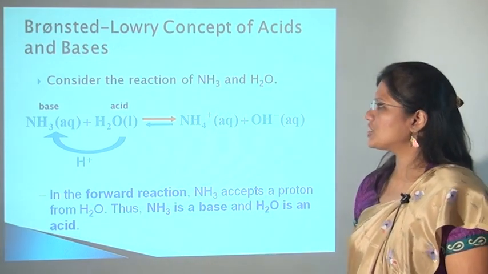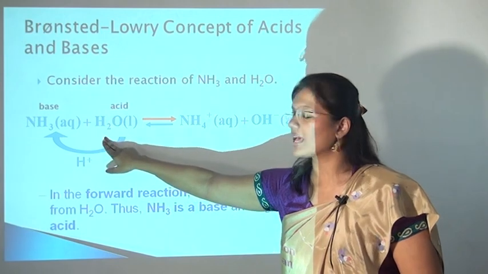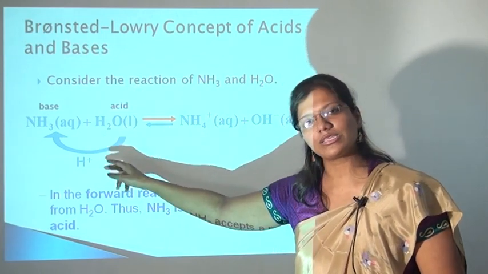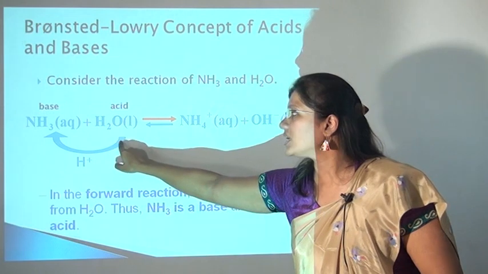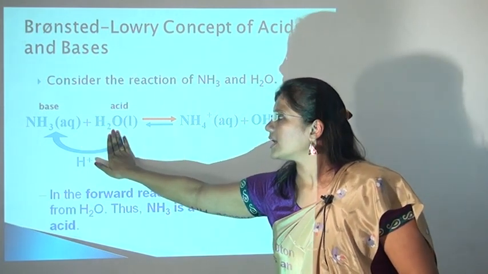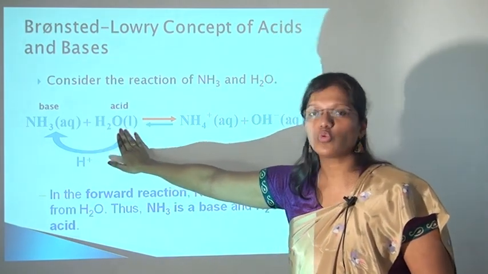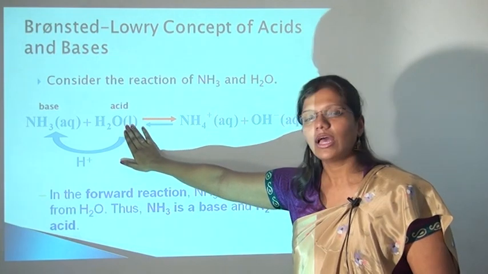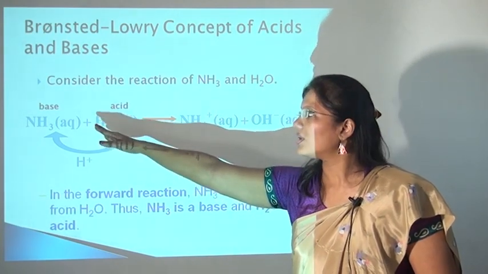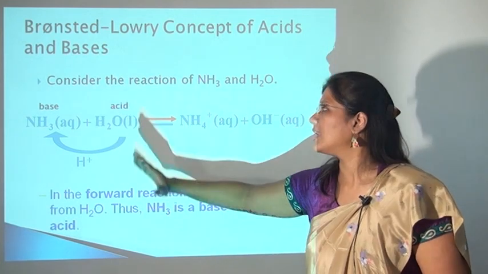Here in this reaction you can see H2O and NH3. H2O has two ions, that is H plus and OH minus. So it donates its proton to NH3. Here H plus is going to NH3. So your H2O, which donates proton, becomes the Lowry-Bronsted acid, while NH3, which accepts proton, becomes the Lowry-Bronsted base.